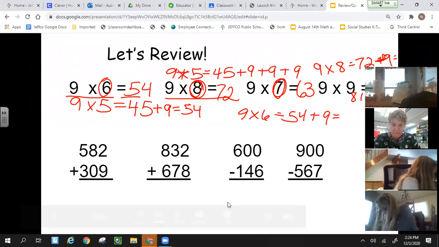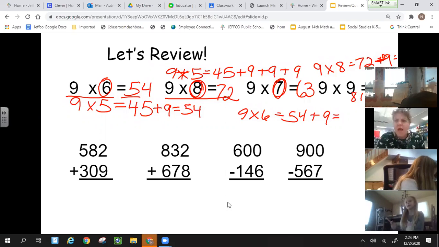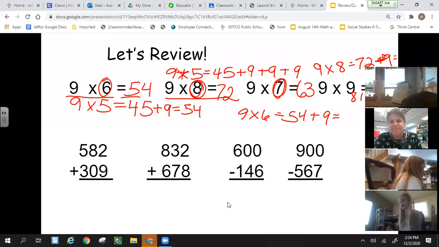Robert, can you unmute and explain how you know 9 times 9 equals 81? Is he not here? I don't have a Robert. Yep. No, he's not here. Gosh, I thought I saw him.